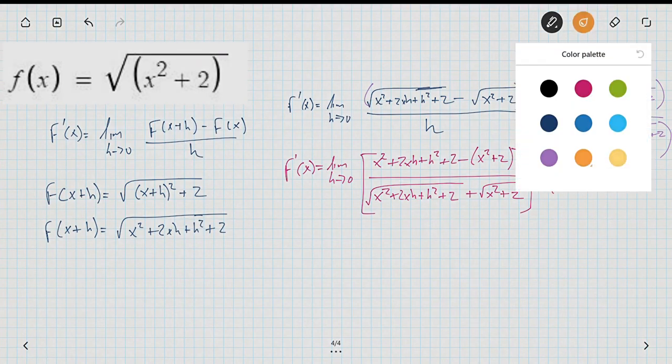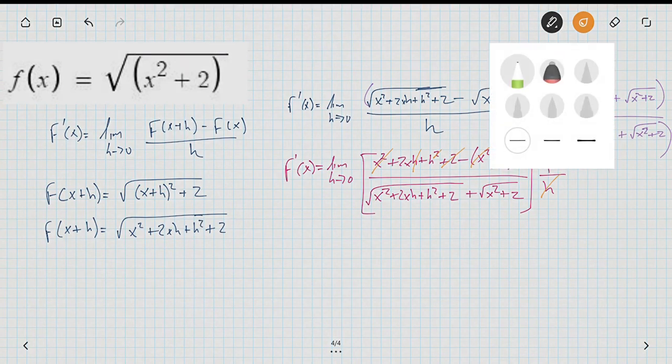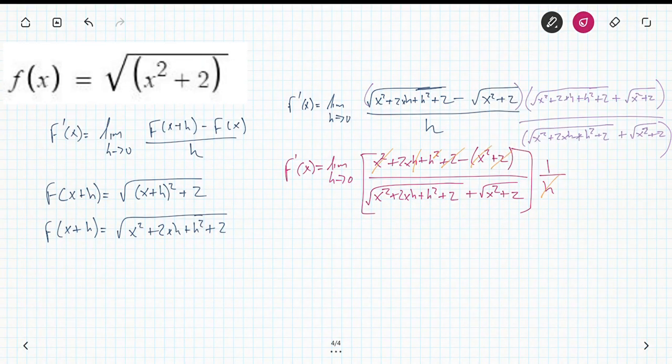What is next, guys? Eliminate terms, okay? So let's get rid of this. Let's get rid of this. Let's get rid of this 2 and this 2. Okay? We have one h here, so it basically goes away. This h goes away. This exponent goes away, turns into 1. So now let's see if we can apply our limit as h approaches 0. So it's very important that you eliminate terms before applying the limit.